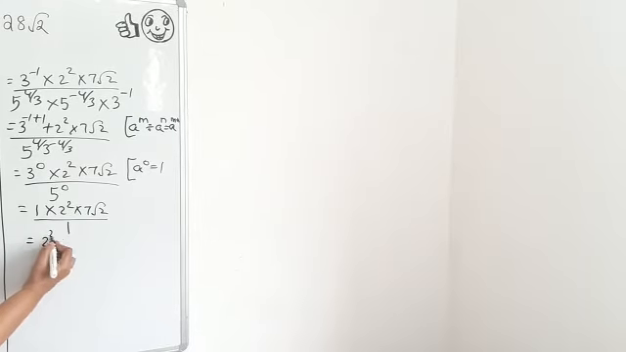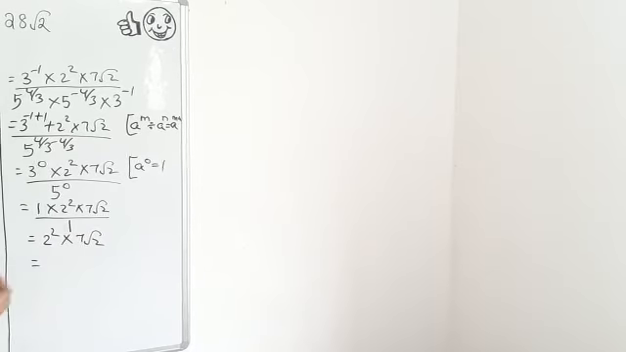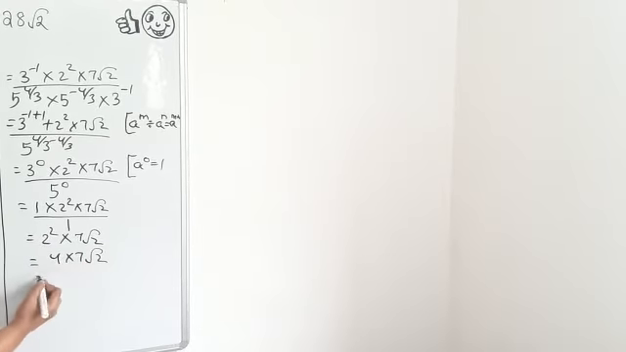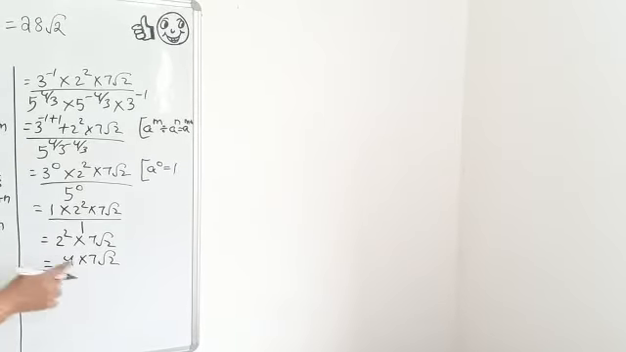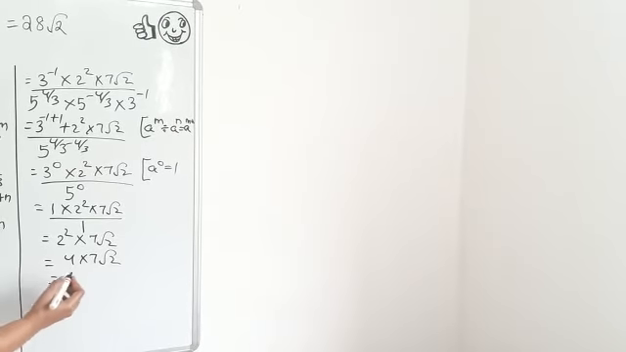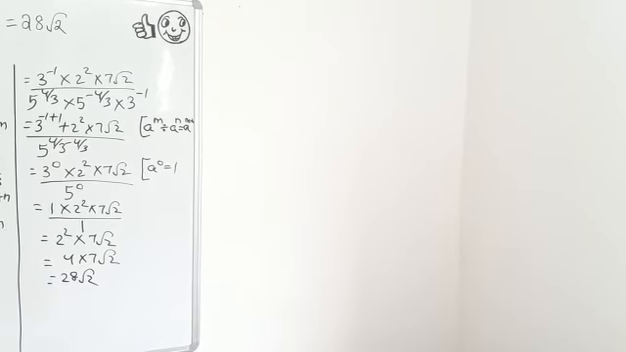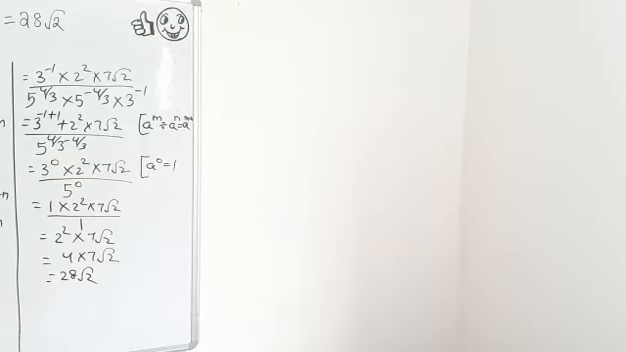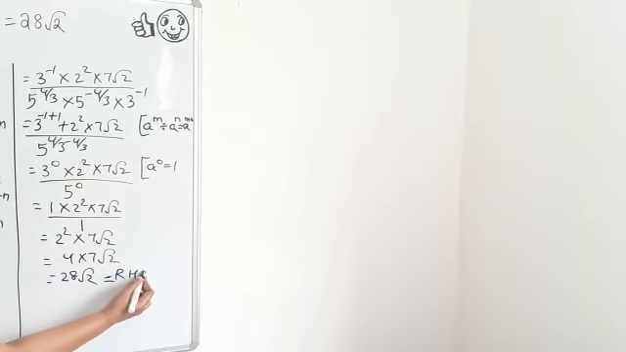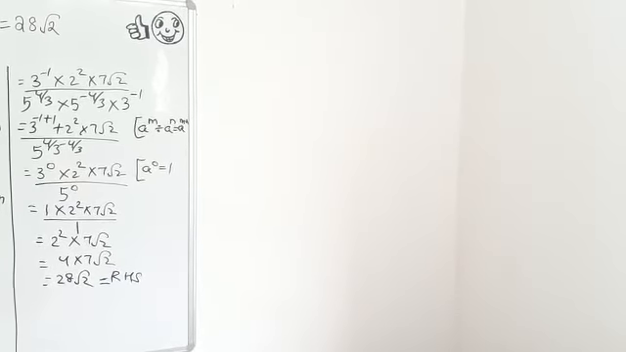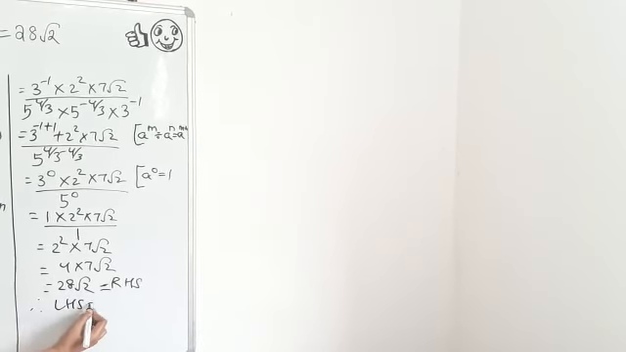So the next step will be 2 square into 7 root 2. 2 square is 2 into 2, so this will become 4 into 7 into root 2. So we will multiply the numbers 4 and 7, the coefficient of root 2. So this will become 4 7s are 28 root 2, which is given in the question to prove. RHS equal to LHS equal to RHS. So this will become equal to the right hand side, as we have to prove the given question equal to 28 root 2. So therefore we get LHS equal to RHS.